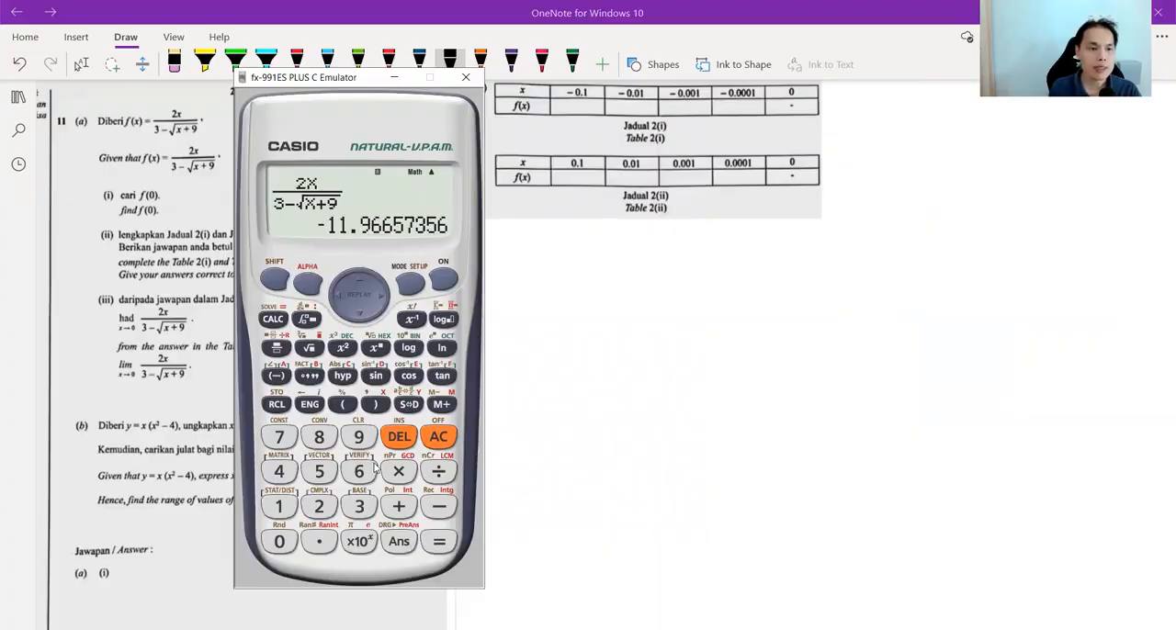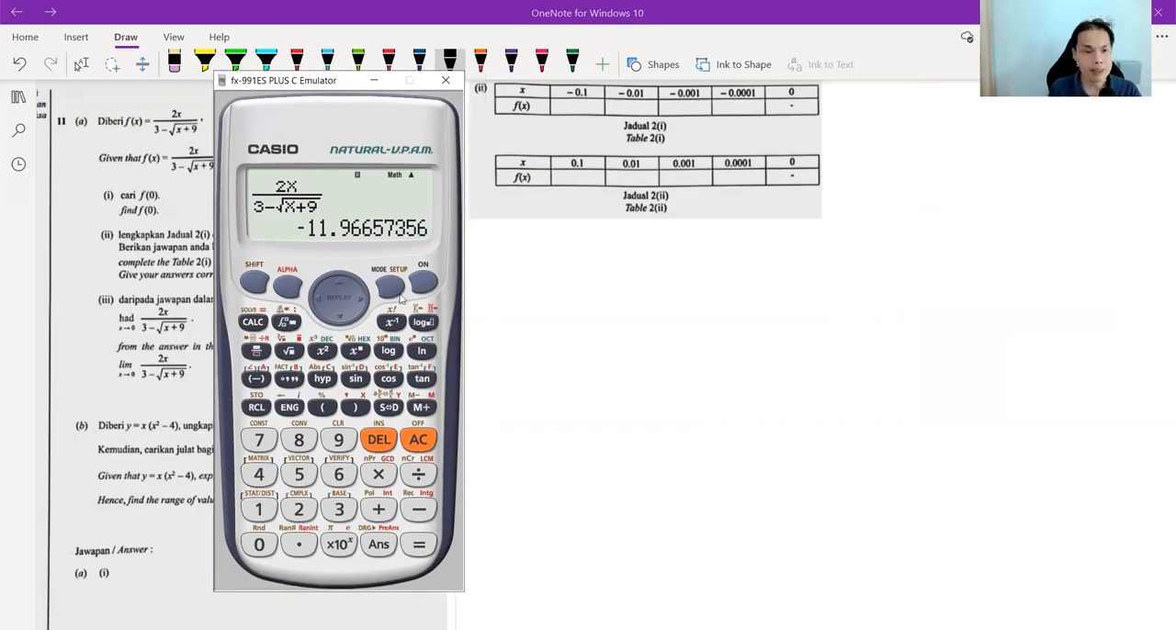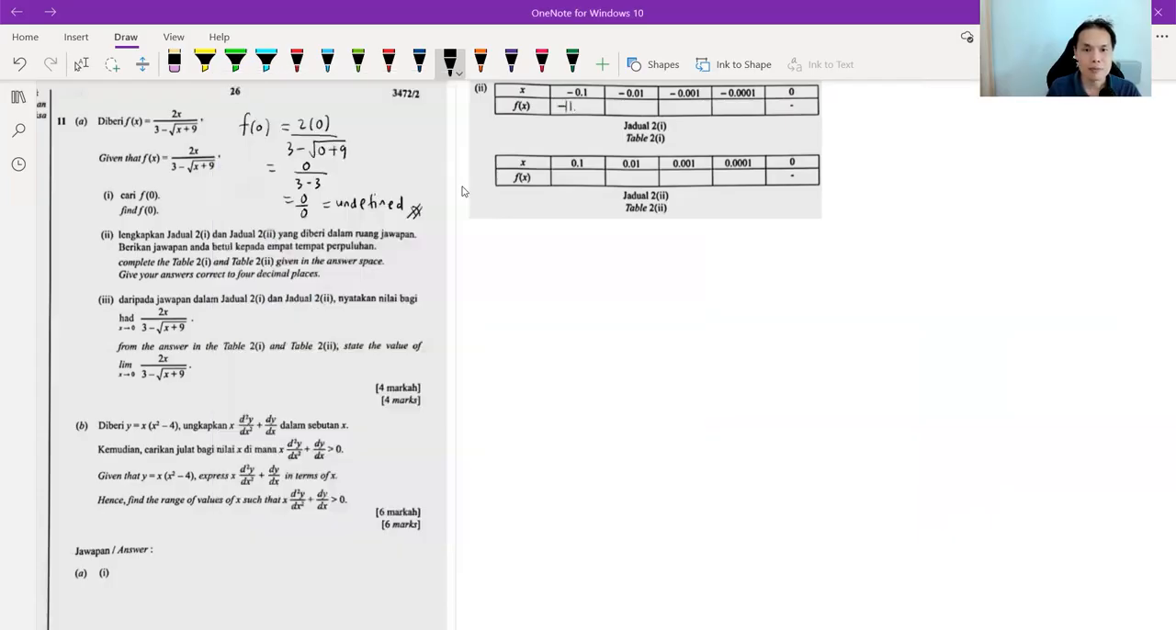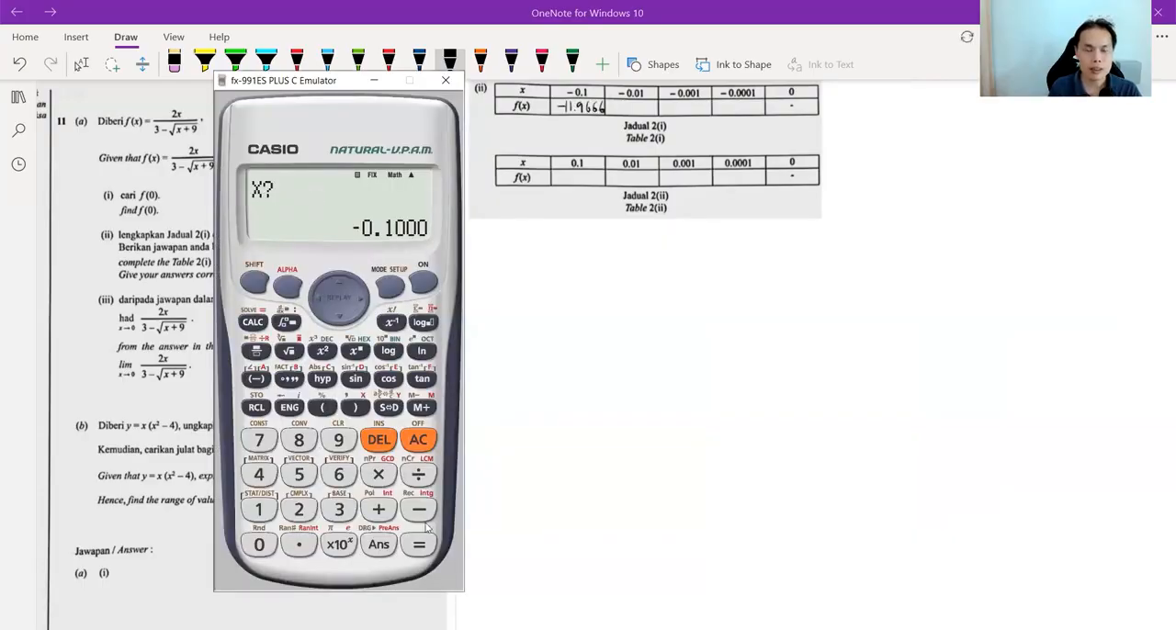And you're supposed to give your answer correct to, let's see, the question says 4 decimal places. To fix my decimal point, I press shift mode, I go to number 6, fix 4 decimal point. Then I press equals. Okay, calculate. My first answer is negative 11.9666. Okay, the second one, I'm going to add in negative 0.01.